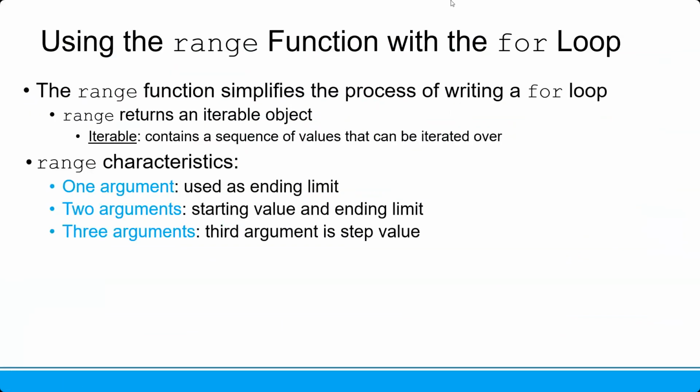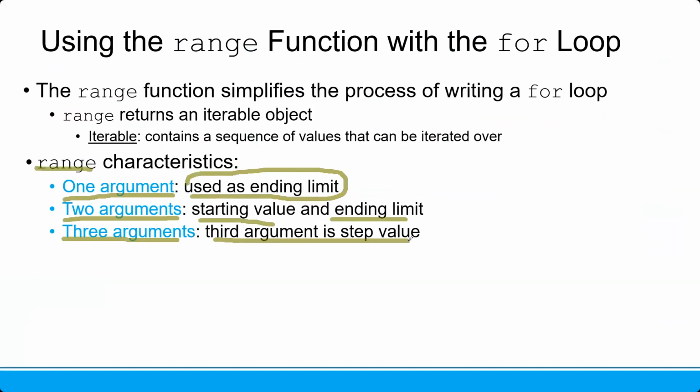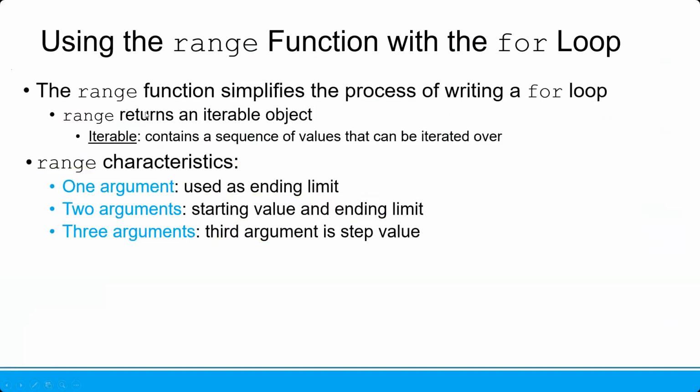Range characteristics. So we have range with one argument. It means we are going to make the ending limit. Or range with two arguments. It means we have starting value and ending. Or range with three arguments. So it means we have the third argument, which is step values. Okay, what does it mean? Let's look one by one.